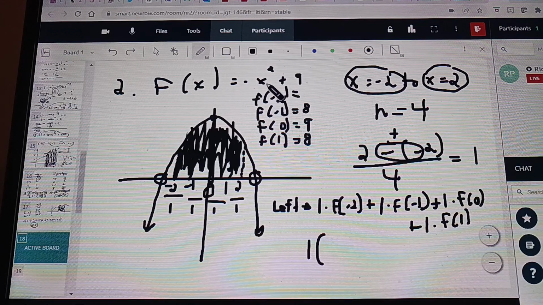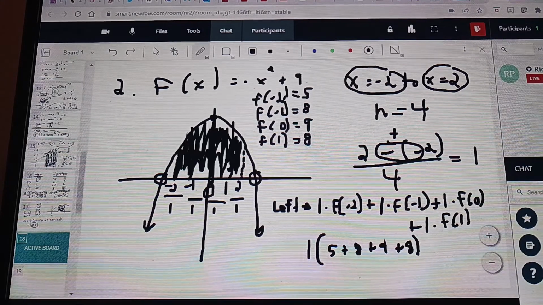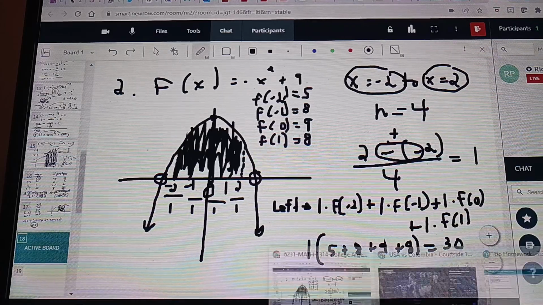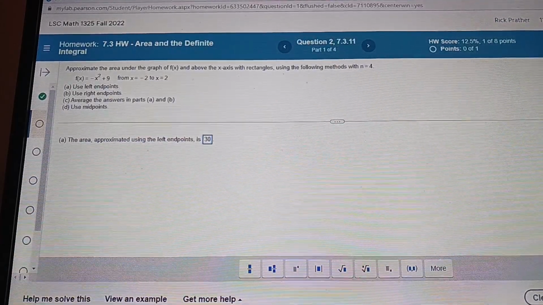F of -2, -2 squared is 4, and then -4 plus 9 would be 5. So the left point estimation would be 5 plus 8 plus 9 plus 8 times 1, which the times 1 doesn't matter. So that's 14 plus 16, that's 30. The left endpoint approximation is 30 for the area.